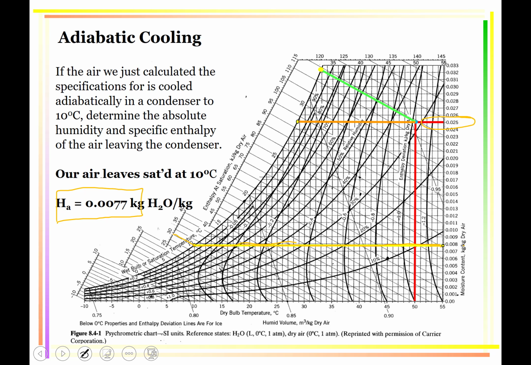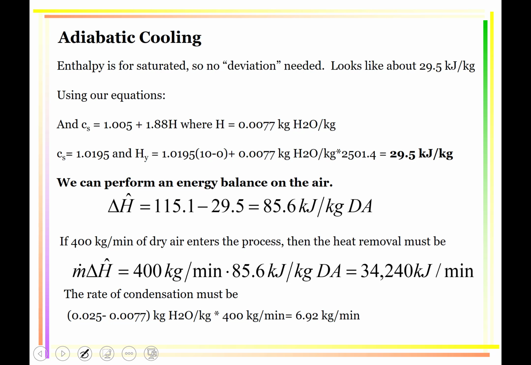And the initial one we said was 115. So we're doing 115.1 minus 29.5, which I calculated using the equation, so it's very accurate, whereas I guessed it was about 30 looking at the figure. So our delta H is 85.6 kilojoules per kilogram dry air.